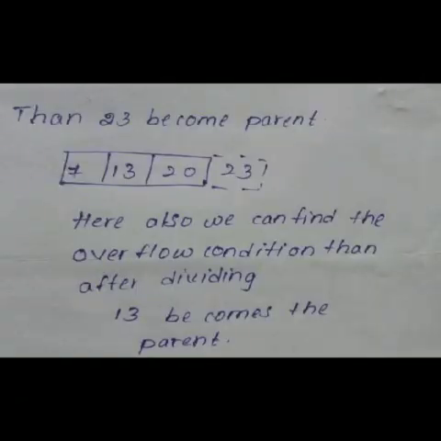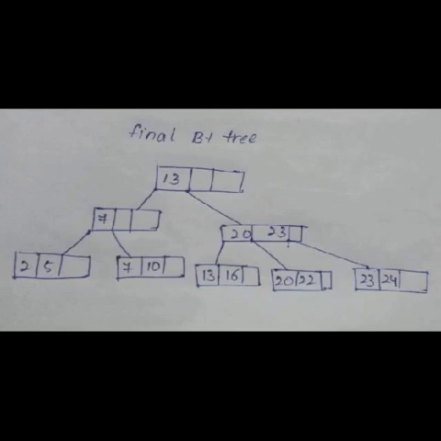At the internal node, we will get 7, 13, 20 and 23. This is also an overflow condition. Then we need to divide these also into two nodes. Then 13 becomes the parent of all. Then we get the final tree, like 13 becomes the parent and 7, 20, 23 are the next level nodes, and 2, 5, 7, 10, 13, 16, 20, 22, 23, 24 are the next nodes. These are the leaf nodes.